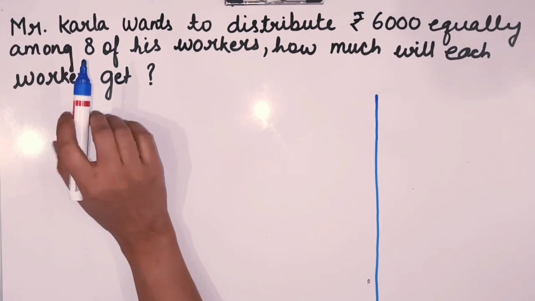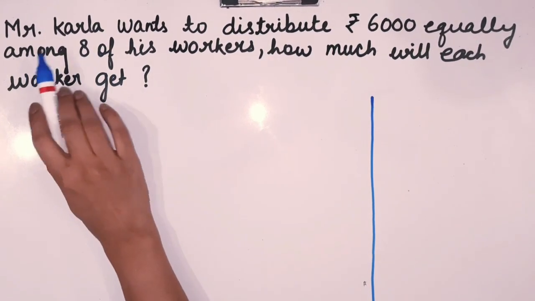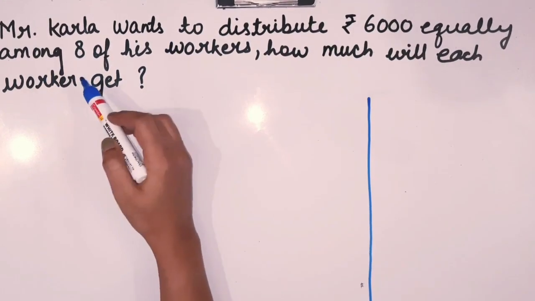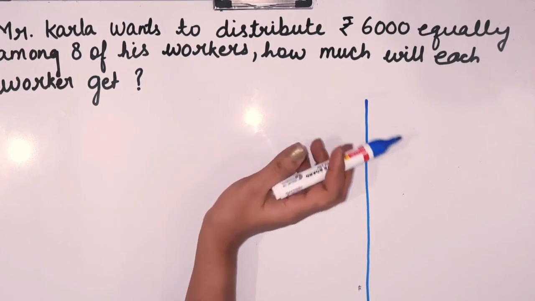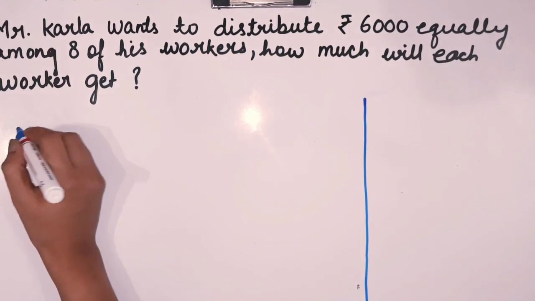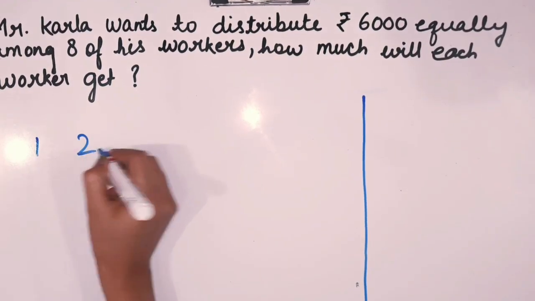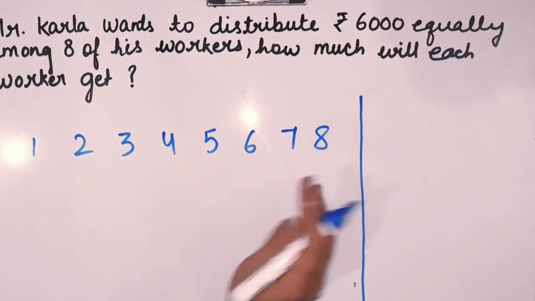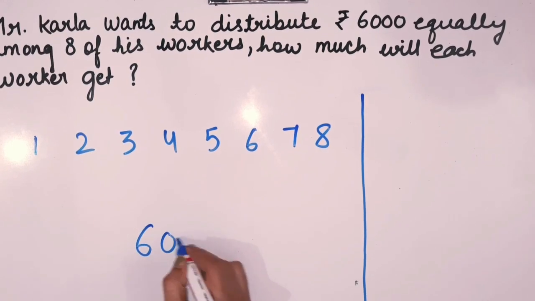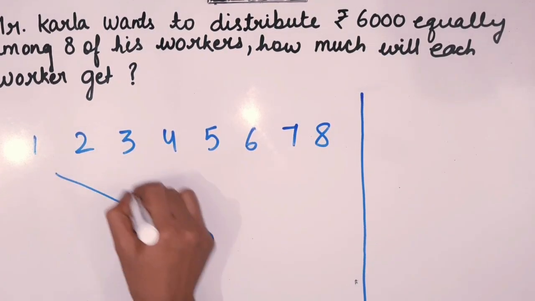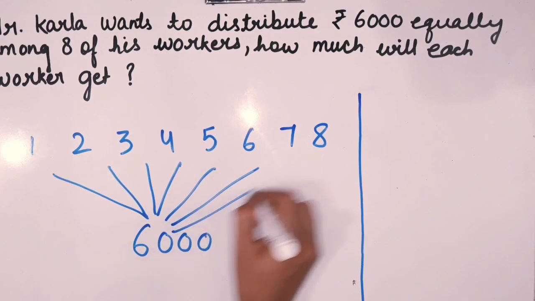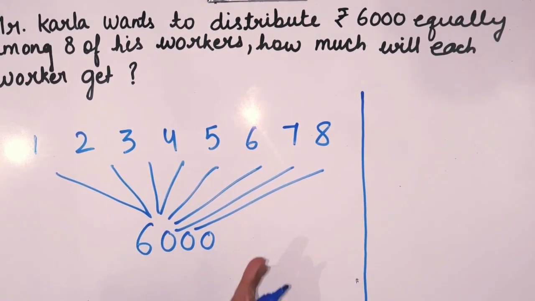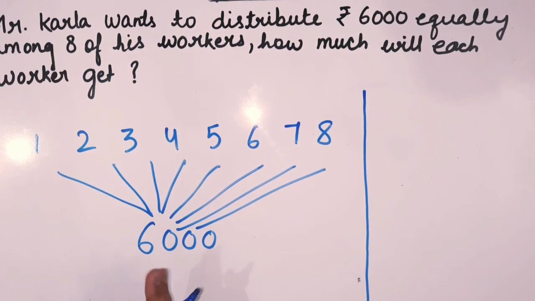So the first question in exercise 7C is, Mr. Karla wants to distribute rupees 6,000 equally among 8 of his workers. How much will each worker get? So there are 1, 2, 3, 4, 5, 6, 7, 8 workers, and 6,000 rupees is to be given equally to all the 8 workers. So how does he distribute so that all workers get an equal amount?